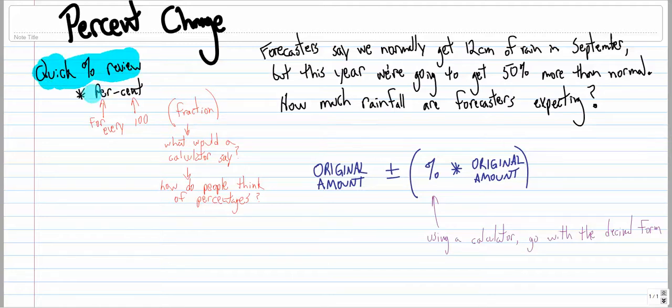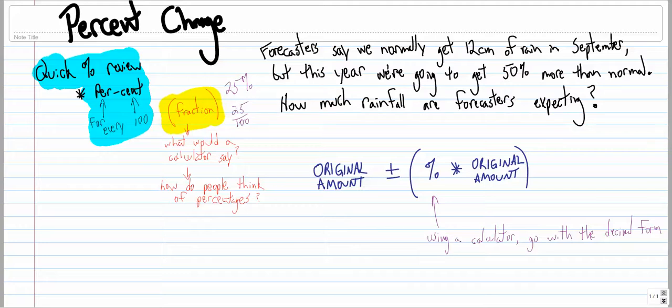Percent means for every, that's the per part, 100. That's the cent part, right? There's 100 centimeters in a meter. So anyway, percent means for every 100. So it's a way to take some number and compare it to 100. So, just speaking in general, a percentage is a fraction. Just as an example, say 25% means 25 out of 100.